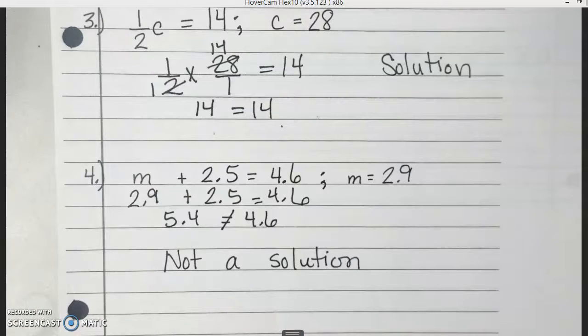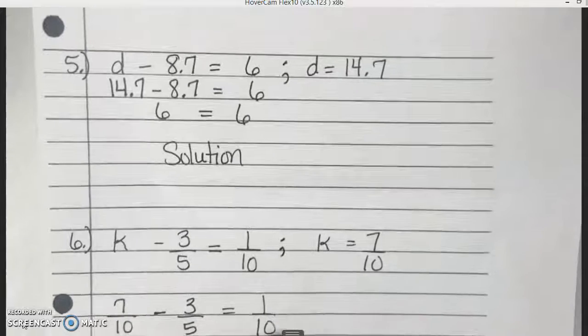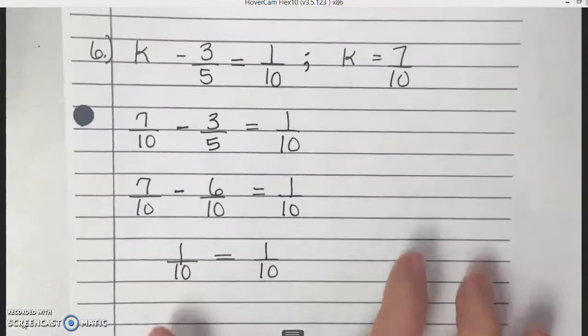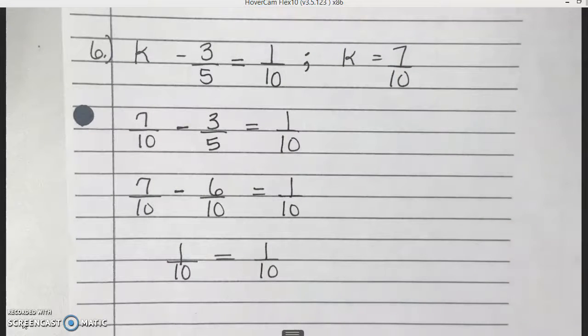Go ahead and take a minute and do number 5 and number 6 on your own. Alright, go ahead and check your number 5. Did anybody have any trouble with number 5? Alright, then let's look at number 6. We had to get a common denominator, and I did those horizontal instead of vertical. Did anybody have any trouble with number 6? Okay, does anybody have any questions before you do any other problems?